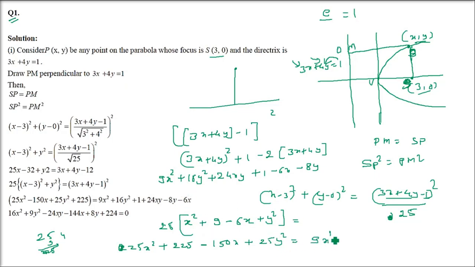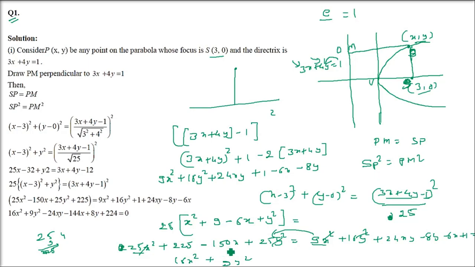This equals 9x square plus 16y square plus 24xy plus 1, then let us take minus 6x and minus 8y, and then plus 1. Now I'm taking all the right hand side to the left hand side. So we have to change the sign also. So what do you get? This 25x square and 9x square, that is 16x square, and then we have the y square term, 25 minus 16, and that is going to be 9y square.